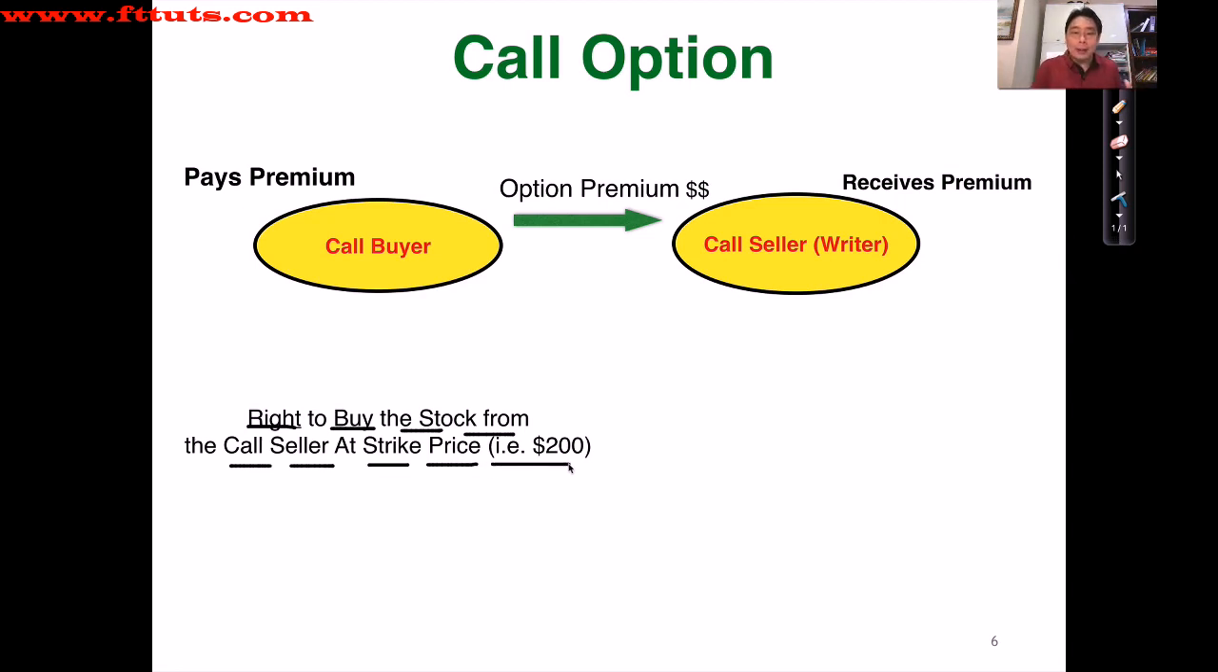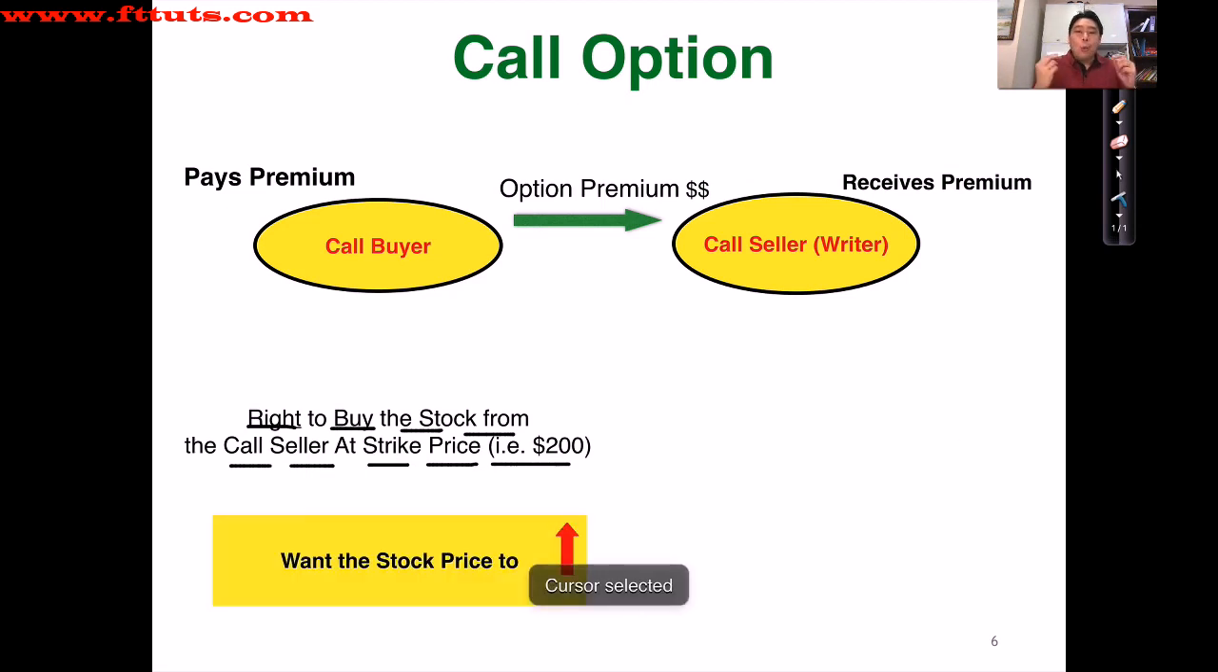Now, as a call buyer, once you own the option, what do you want? You want the share price to go up as much as possible. So as a call buyer, you are bullish. Why? The more the share price goes up, the more valuable your call options become. And you can sell your call options at a higher price than the price you bought it, right? So buy low premium, sell high premium.